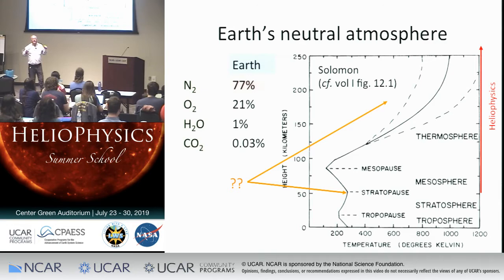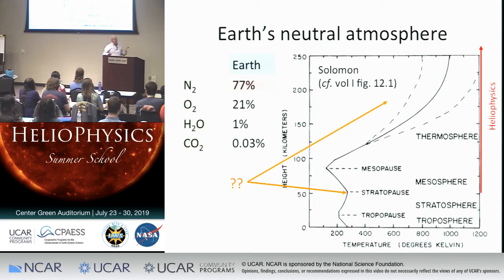What did that tell us? Temperature has a local maximum. Heating, yeah. There's heating going on here. Something is heating the atmosphere at 50 kilometers, roughly. This is a model picture. Any thoughts what that could be?